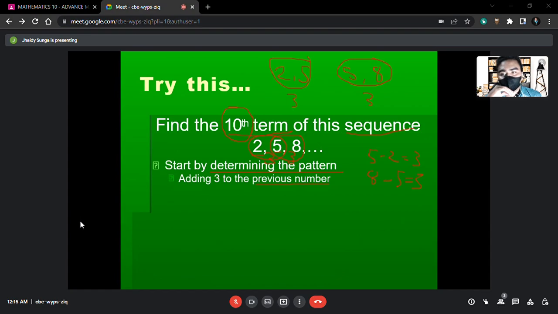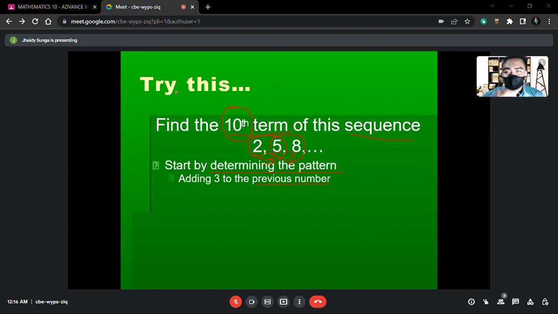So if we will see, the common difference of these two pairs is 3, right? All right. So if they have the common difference already, we could say that by the second term we have the formula already. So how are we going to get the common difference?